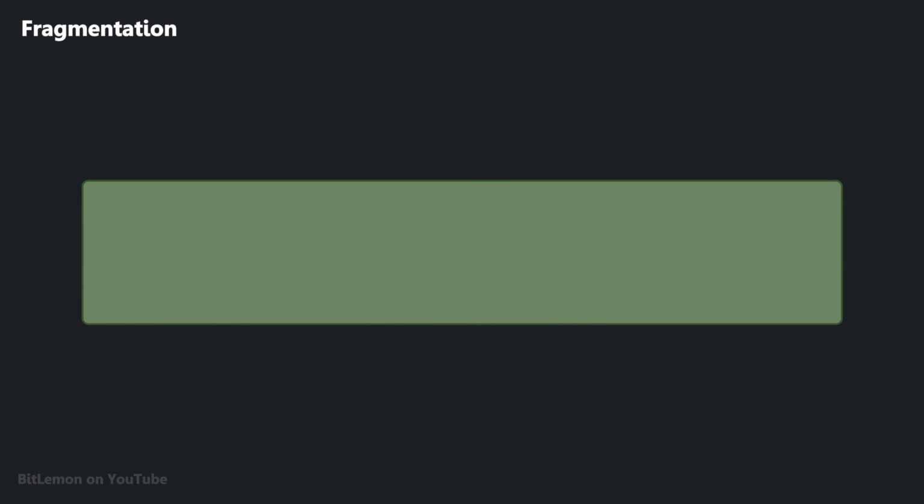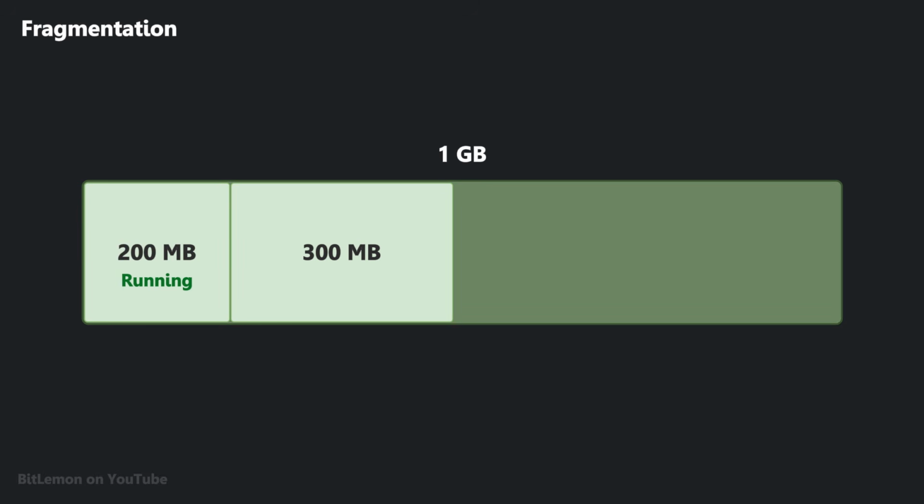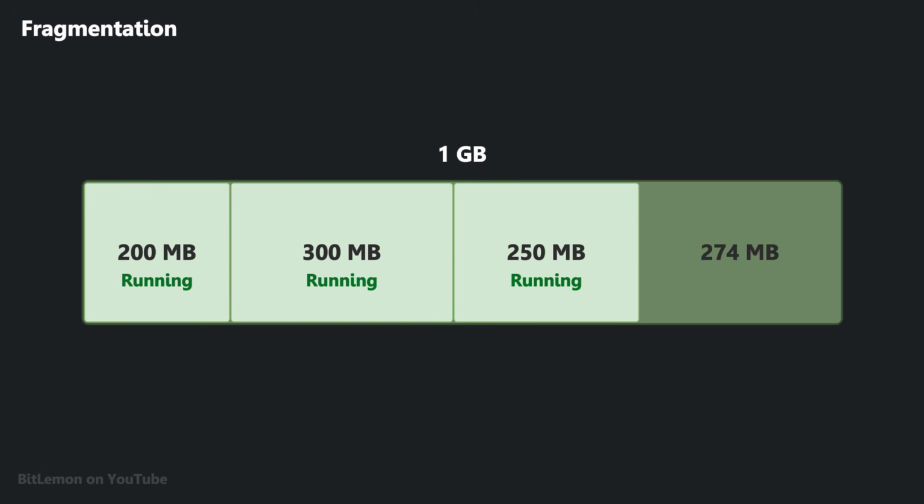Consider a system with a contiguous block of 1 GB of free RAM. The system loads 3 programs. The first needs 200 MB of memory, so the system allocates a 200 MB block at the start. The second program needs 300 MB, so another 300 are allocated after the first program. The third program needs 250 MB, so another block of 250 MB is allocated after the second program. After allocating all memory required for those 3 programs, there's still a free block of 274 MB at the end.